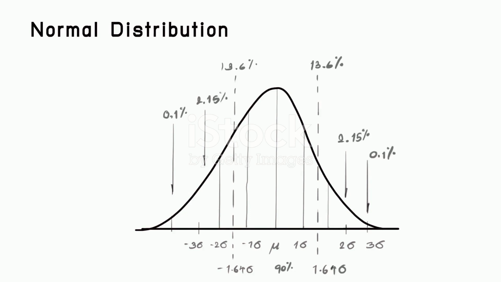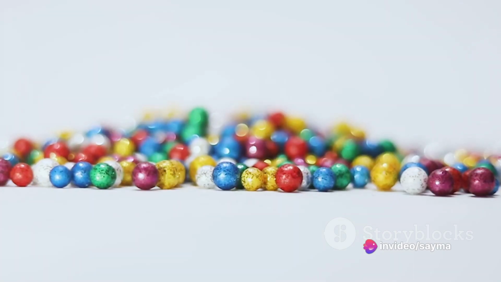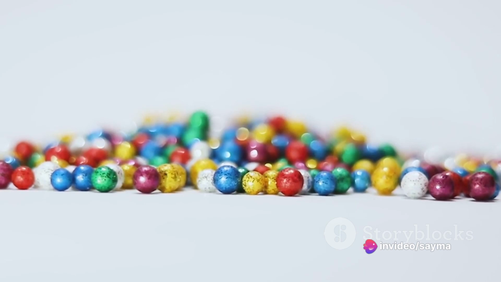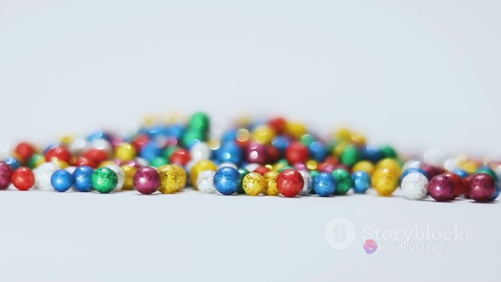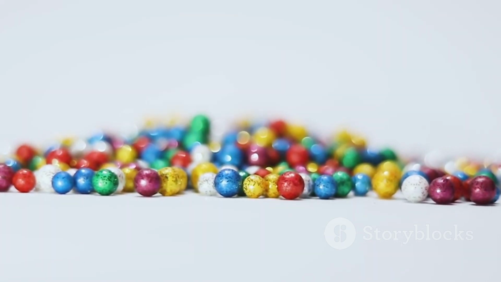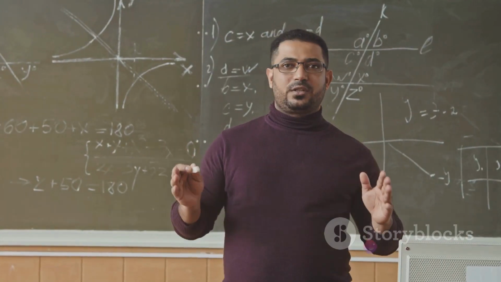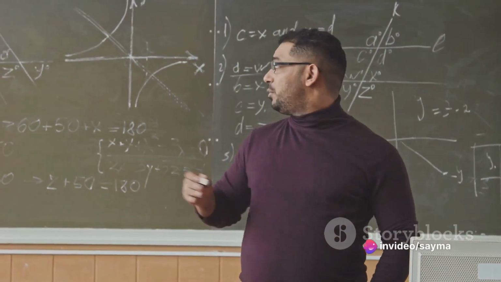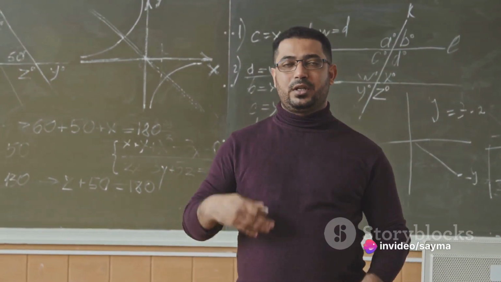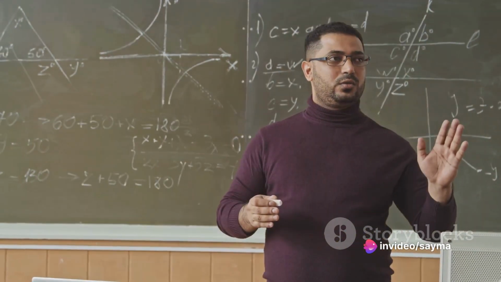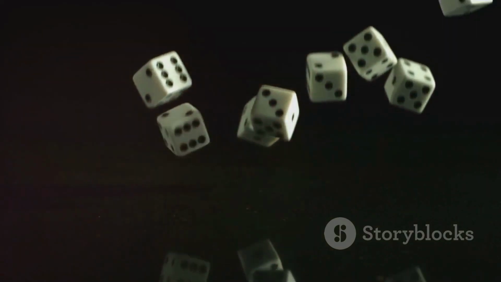Well, imagine you have a bag of multicolored candies. You reach in without looking and pull one out. The probability distribution is a way to represent the chances of drawing each color of candy. It's a mathematical function that provides the probabilities of occurrence of different outcomes in an experiment. There are several types of probability distributions, but let's focus on two of the most common ones: the uniform distribution and the normal distribution.